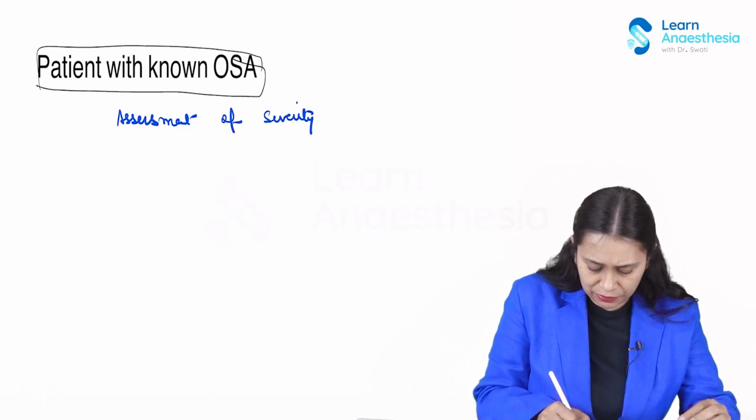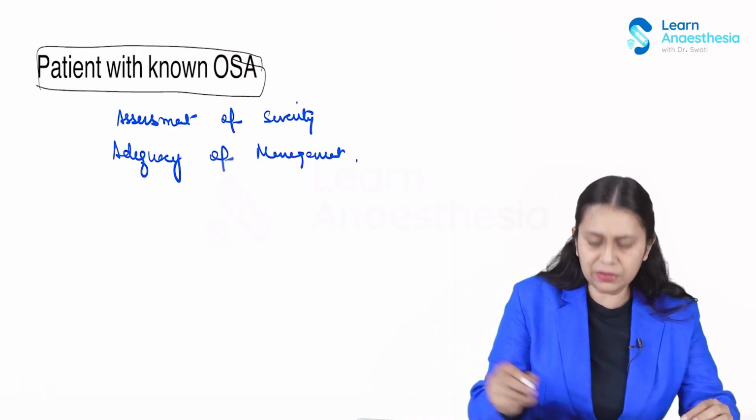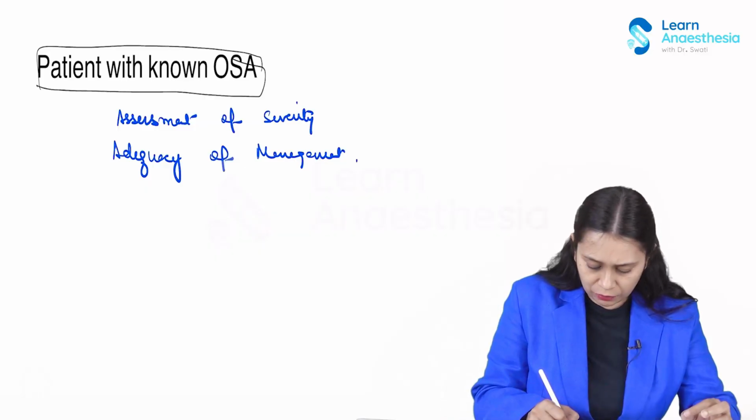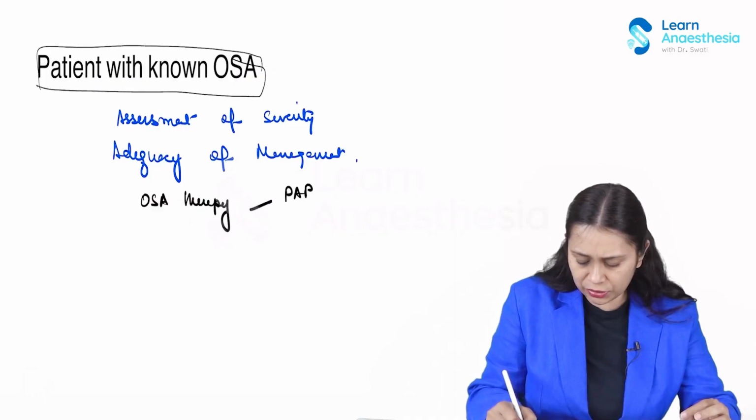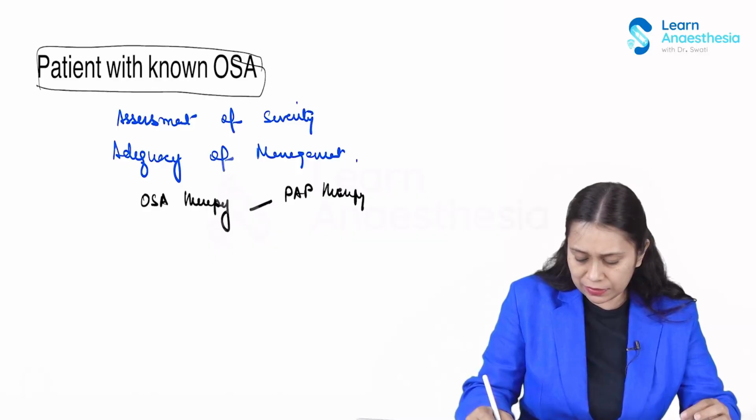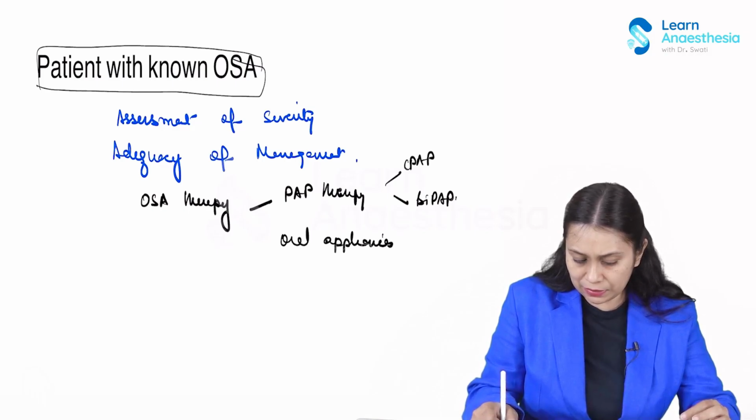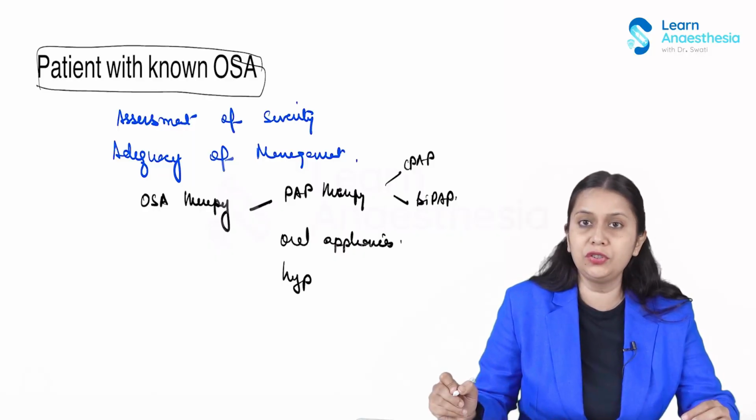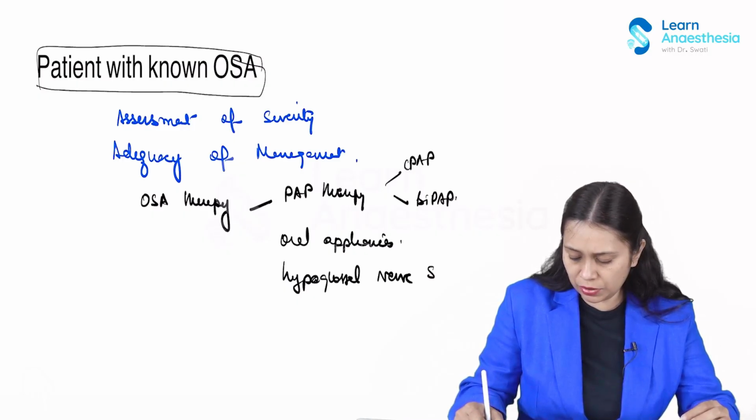Then we need to see the adequacy of management. Adequacy of management, how the patient is managed, and we need to see the treatment of OSA. What are the OSA therapies the patient is on? So patient may be on positive airway pressure therapy, that is on CPAP or BiPAP therapy. Patient may be on oral appliances. Patient may be on hypoglossal nerve stimulation device. These are the various treatments of OSA.